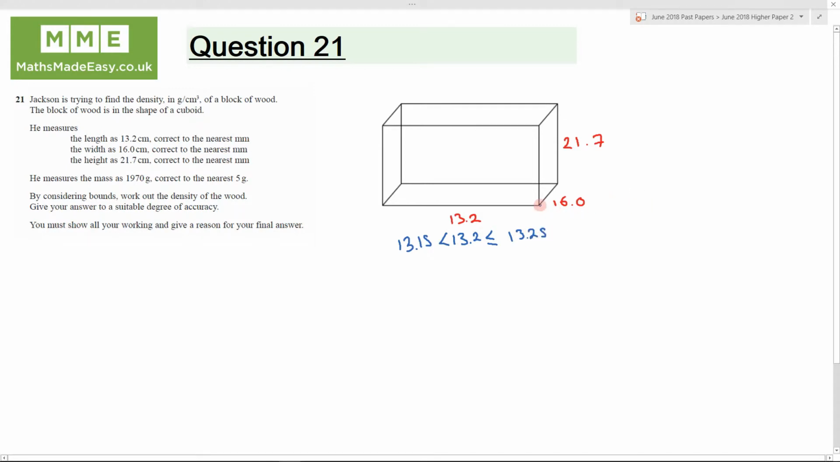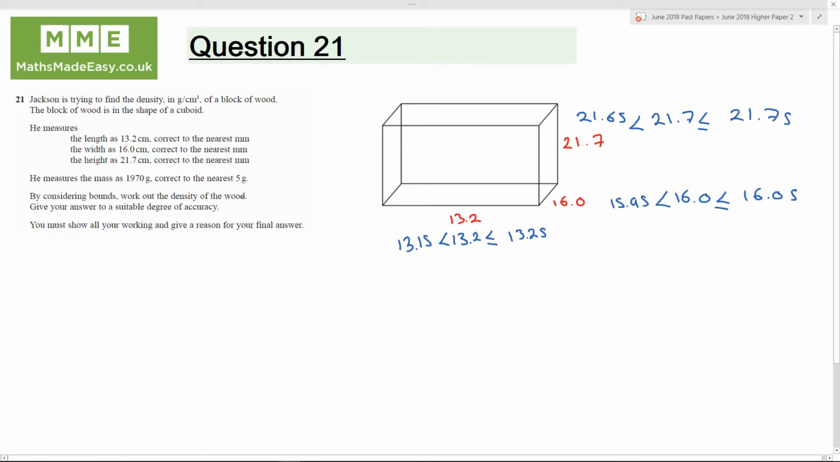For the width, again, measured to a millimetre, would give us 15.95 and 16.05. And for the height, 21.7 would be 21.75 and 21.65.